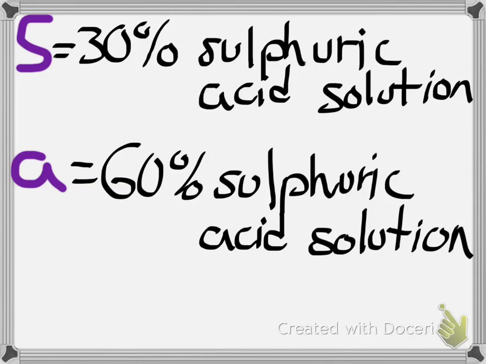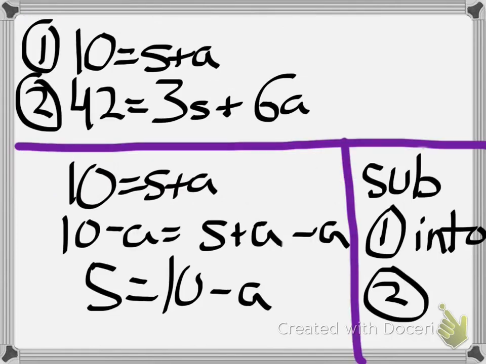So the variables are S, which equals 30% sulfuric acid solution, and A, which equals 60% sulfuric acid solution. The equations are 10 equals S plus A, because 10 is the amount that she needs, and S equals the amount of 30% sulfuric acid solution, and A equals the amount of 60% sulfuric acid solution that she needs in order to equal 10. And the second equation is 42 equals 3S plus 6A, because she needs 42% sulfuric acid solution, and 3S equals the amount of 30%, and 6A equals the amount of 60%.